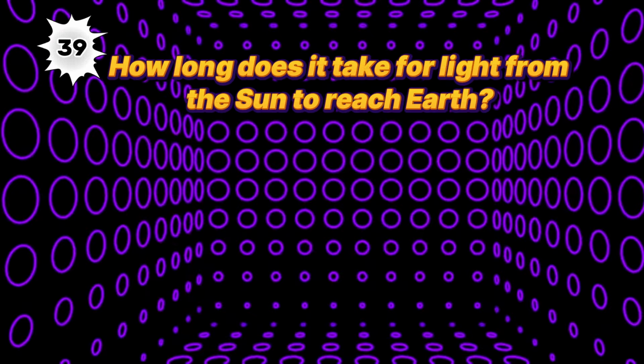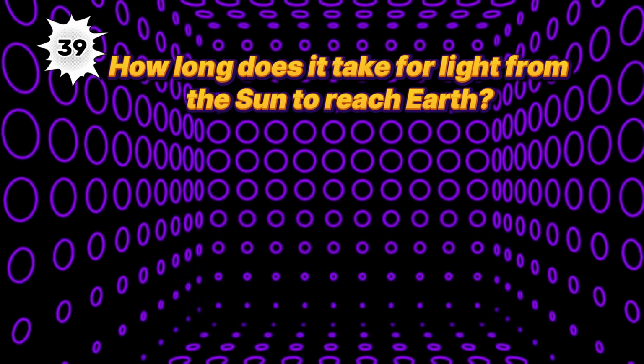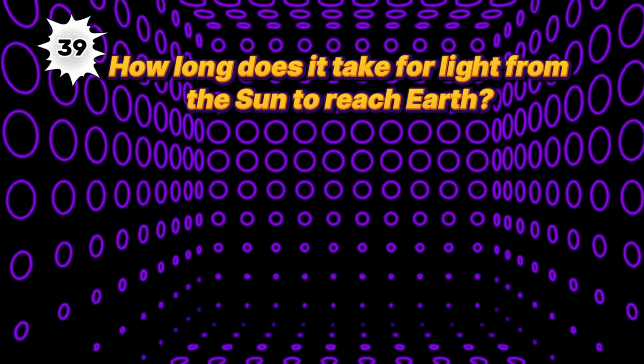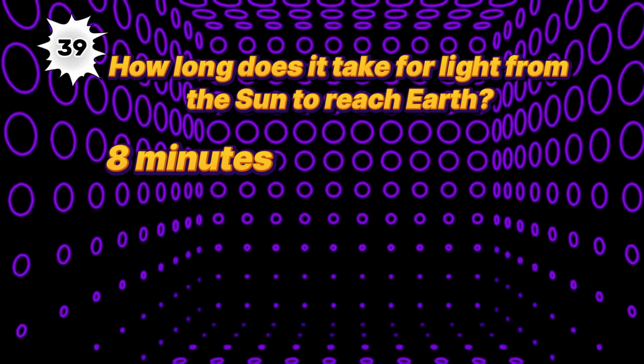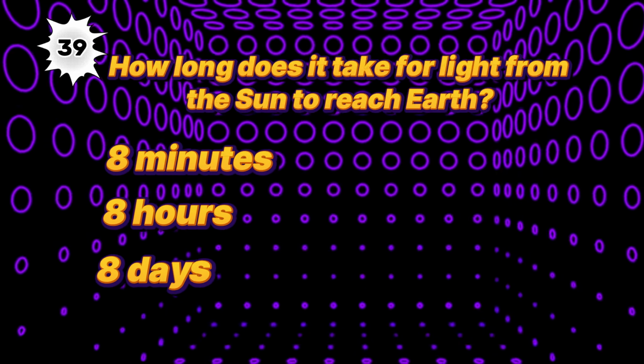Let's test your space timing. How long does it take for light from the Sun to reach Earth? Here are your choices: 8 minutes, 8 hours, or 8 days.